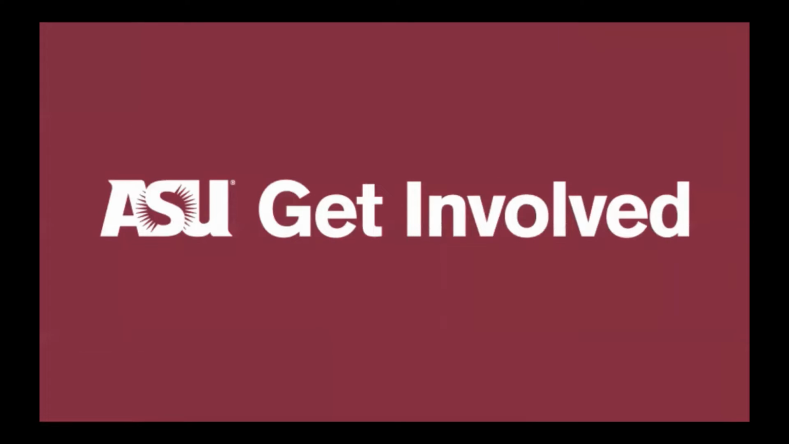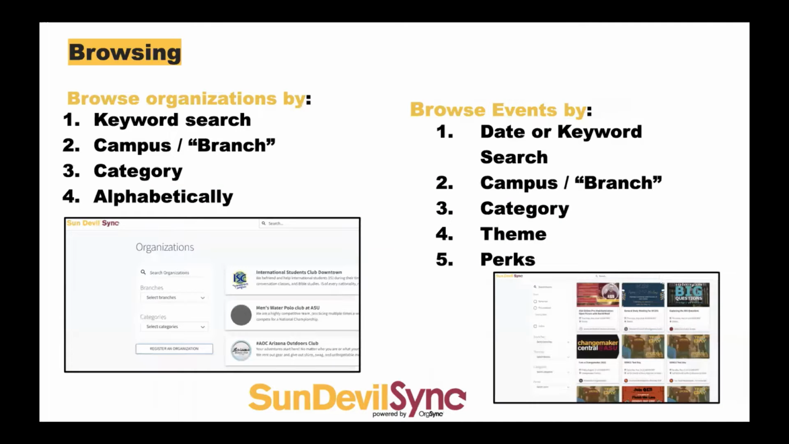All right, so getting involved. Just a basic overview. On Sun Devil Sync, you're able to browse organizations and events. If you're interested in getting involved beyond being an advisor, you can search organizations by keyword, branch or campus, and then category, whether you're looking for leadership groups, international groups, that sort of thing, and also alphabetically.